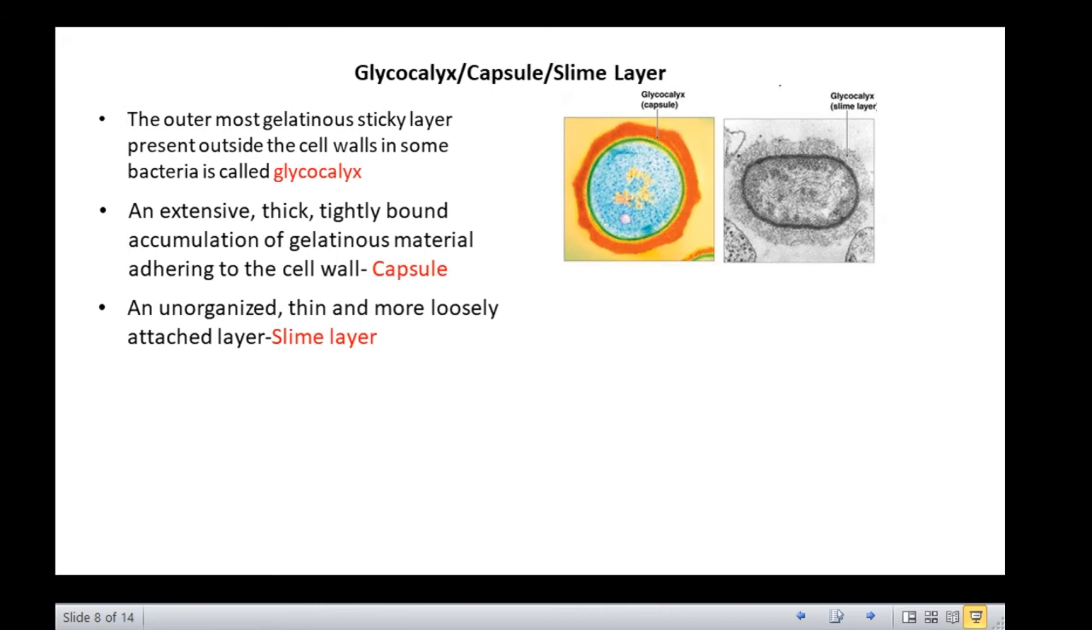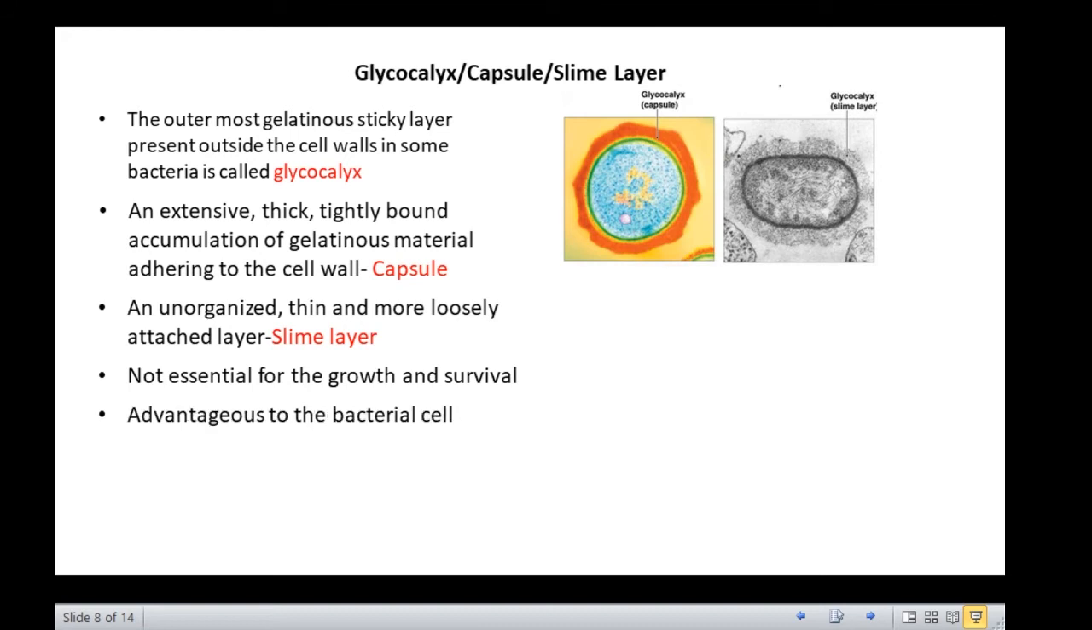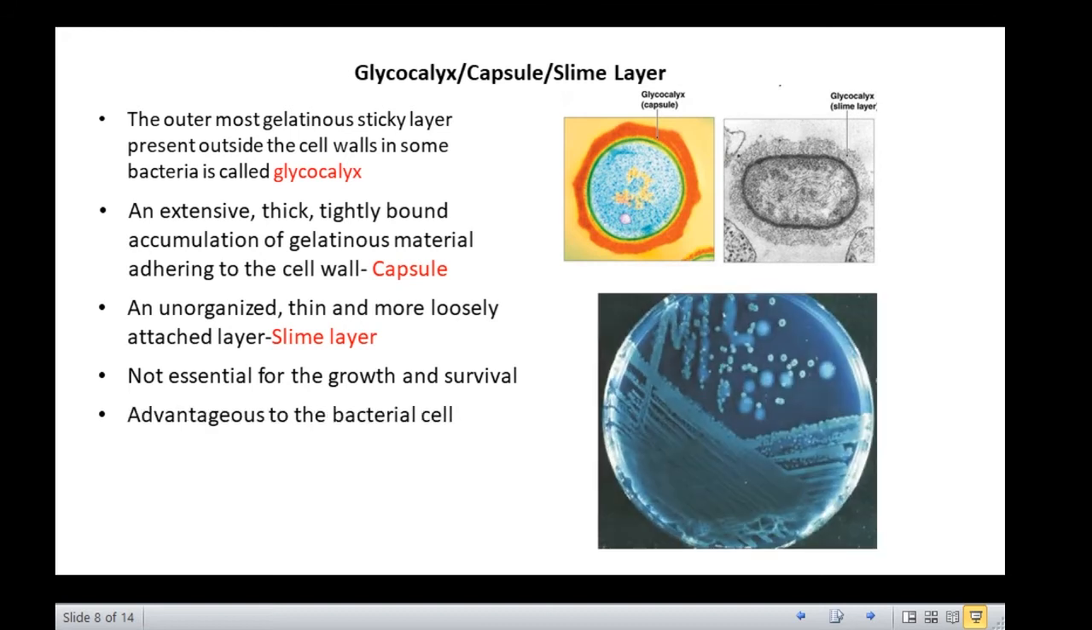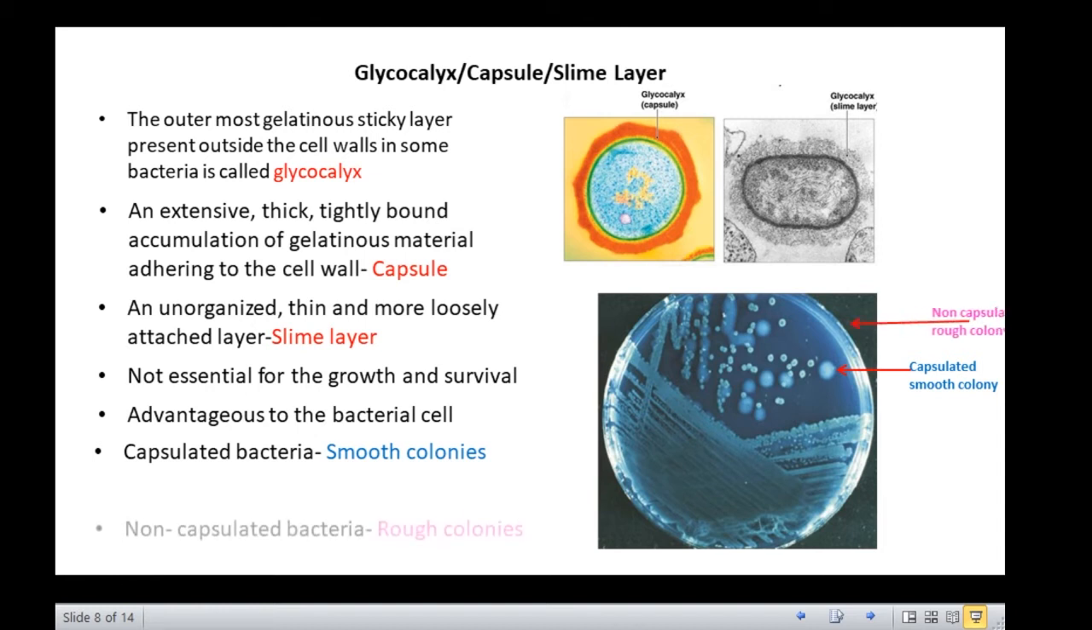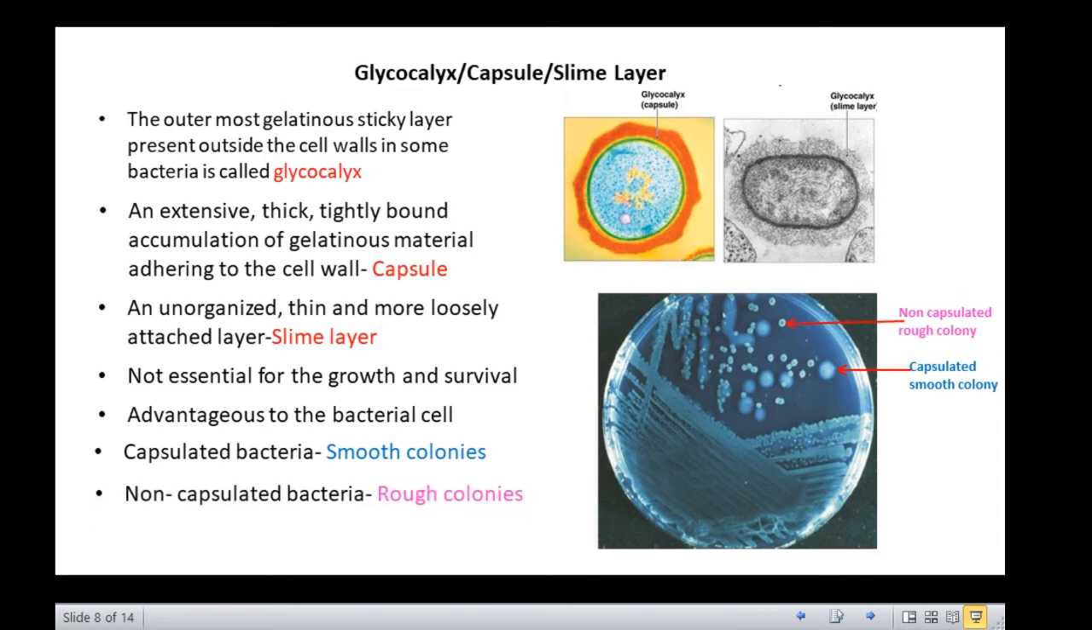These structures are not essential for the growth and survival of the bacterial cells, but their presence confers certain advantages to the bacterial cell. Capsulated bacteria produce smooth colonies, as can be seen in the picture. As opposed to this, those bacteria that do not form capsules or slime layer form rough colonies, as are shown in the picture over here.